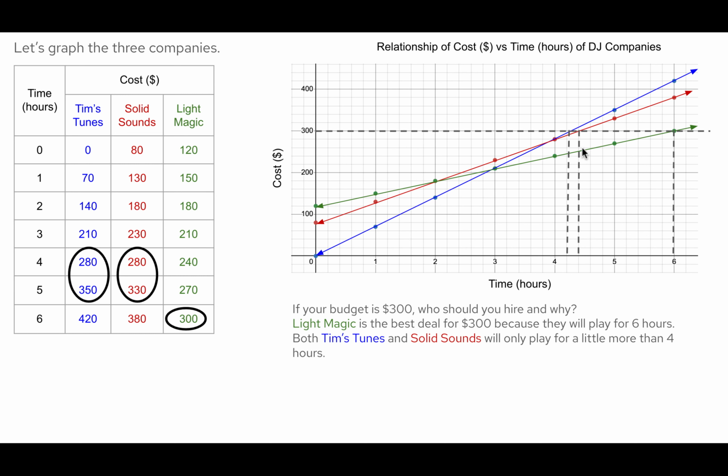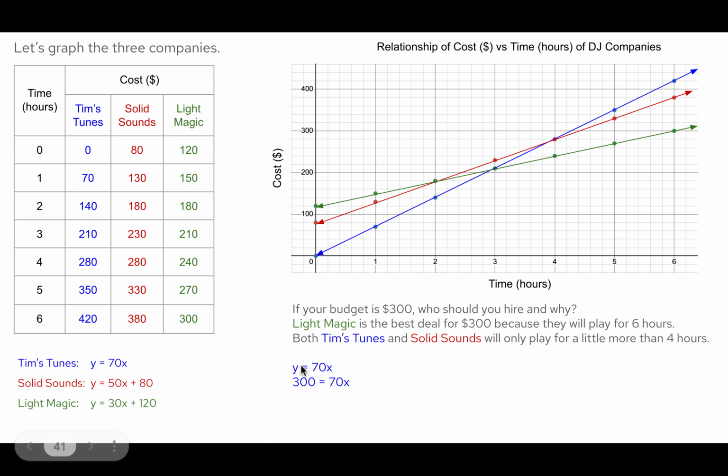Now let's use our equations. We can use these equations to calculate whether or not we should go with Tim's Tunes, Solid Sounds, or Light Magic for 6 hours. So for Tim's Tunes, we have y equals 70x. I'm going to replace the y with 300 because remember that y is the cost in dollars. I divide each side by 70 and I get about 4.3, or 4 3/10 hours for Tim's Tunes.